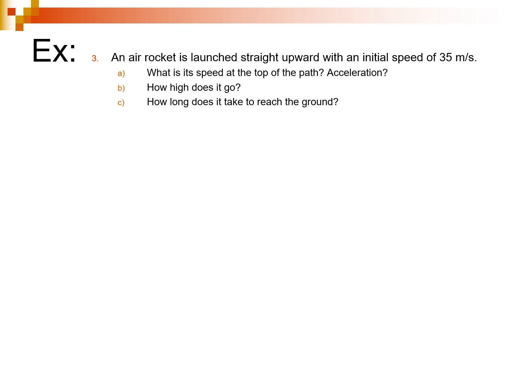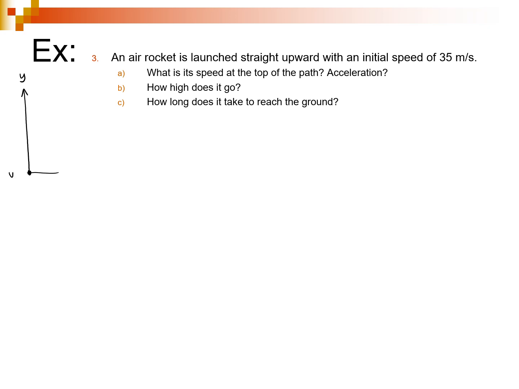Here's a question about up and down motion. An air rocket is launched straight upward with an initial speed of 35 meters per second. Okay, let's take the usual steps and have a list of givens and unknowns. I'm going to use my coordinate axis again, and my rocket starts out at the origin.